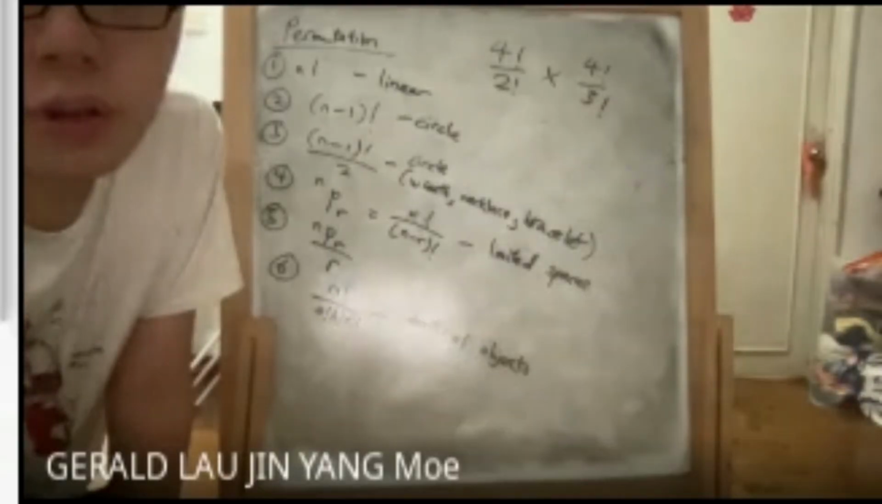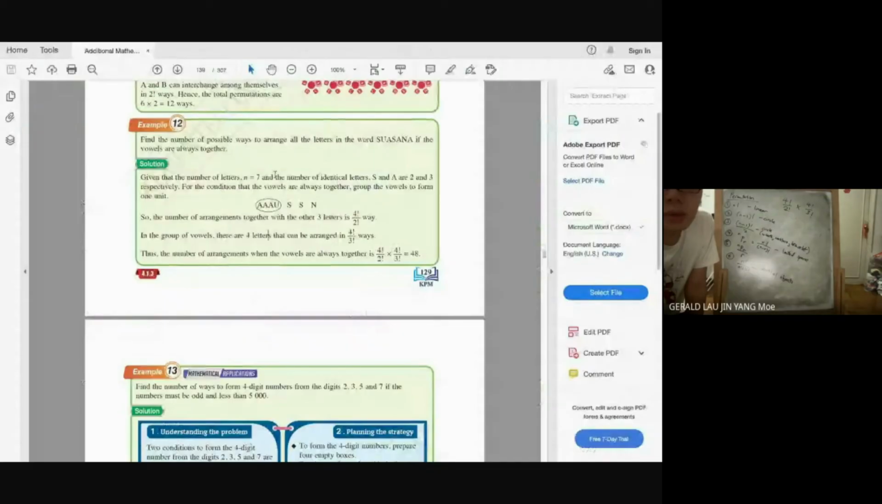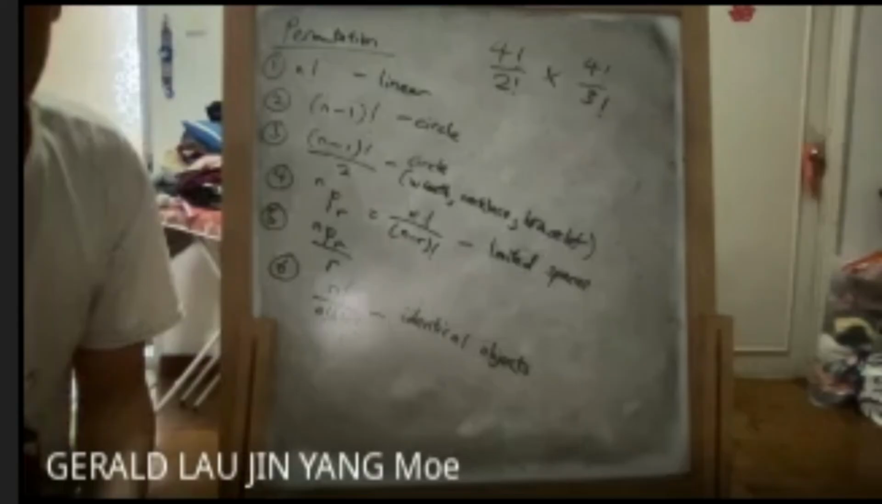Why is it 4, not 7? Because you see now you already have 4 groups. You have 7 letters, but now you already group all the vowels together. So remember, like the triangle and circle just now, you group everything together. This is one group. This S is the second group. This is third. This is fourth. So you have 4 factorial, but you have to divide by 2 because of the identical object.